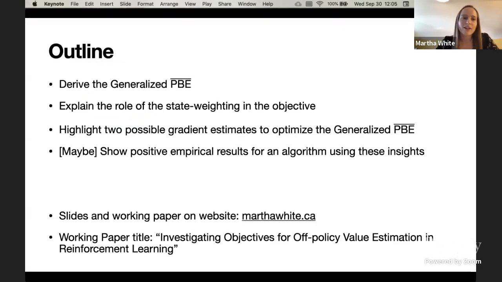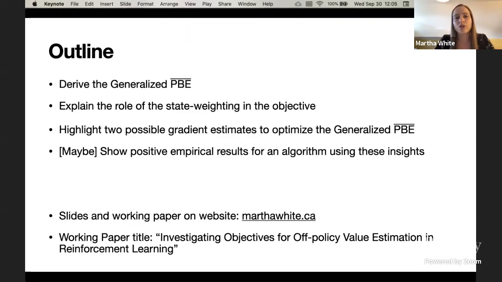Okay, so the outline of my talk, I'm going to mainly try to get across these three things. First, I'm going to show you what this generalized projected Bellman error is, which lets us go from the linear case to the more general setting. Then I'll talk about why we should care about this state weighting. Why is that worth a high priority of our time? And the last thing is, now that we have this objective, we still want to ask how it is going to be practical to use in practice.